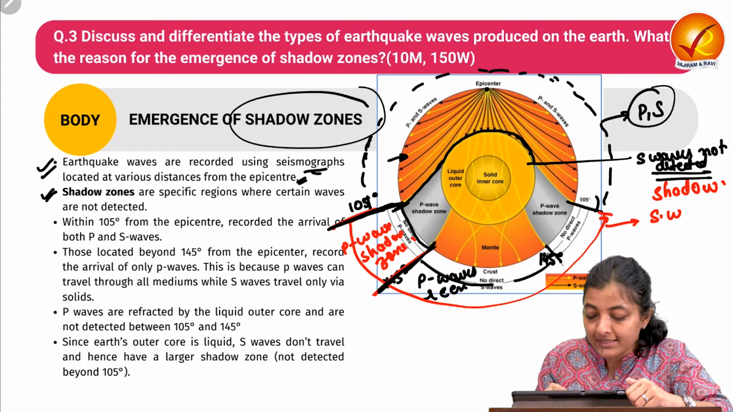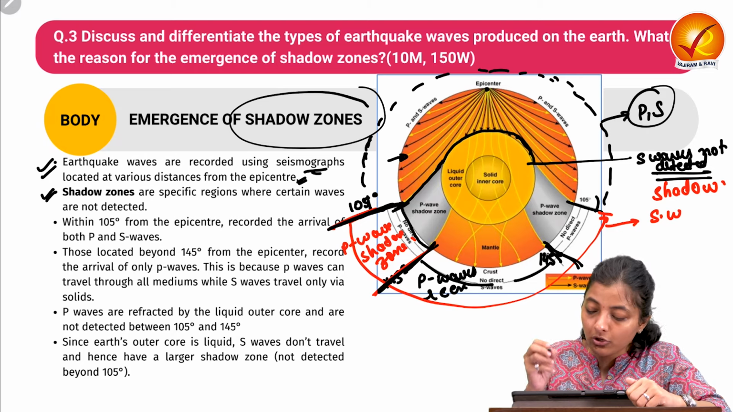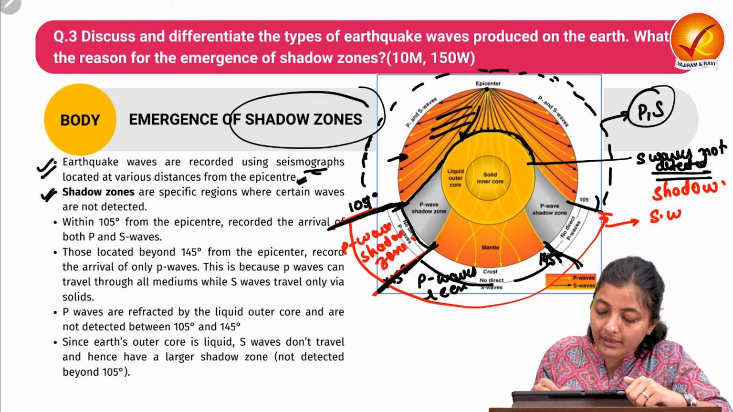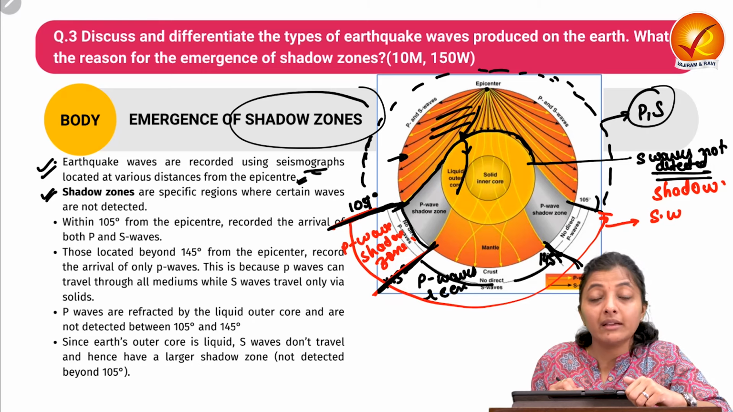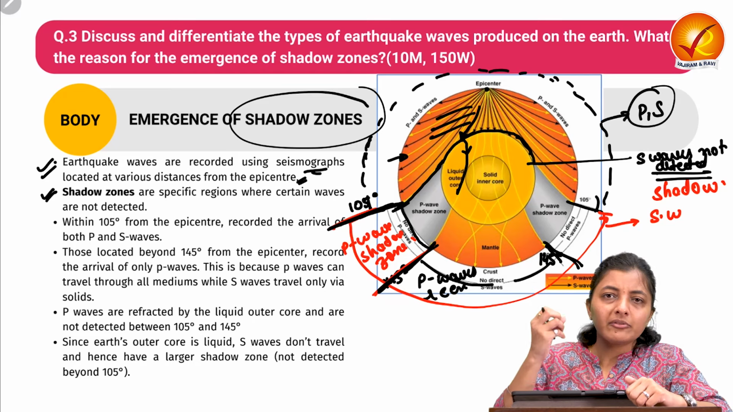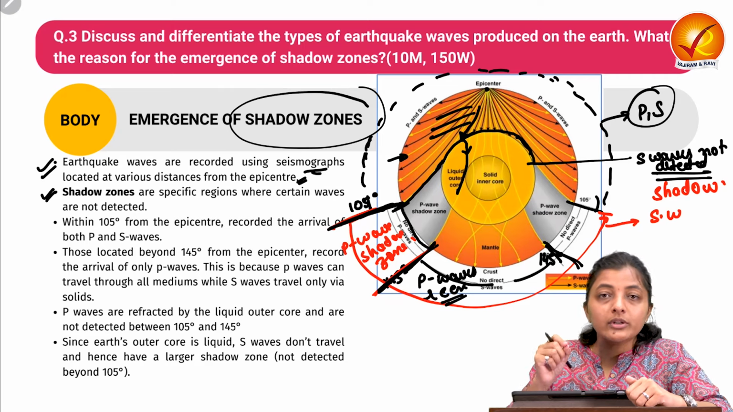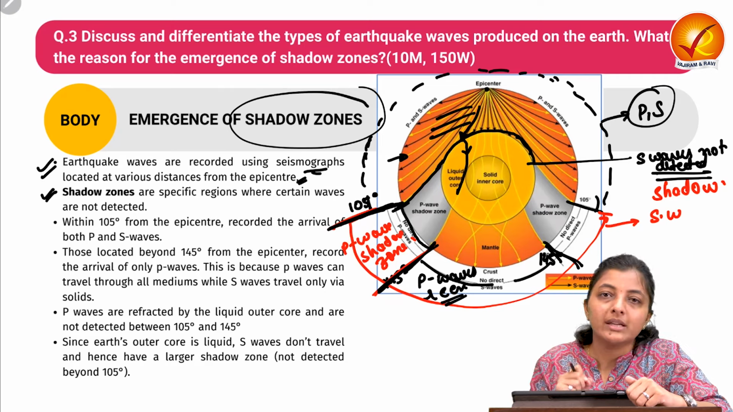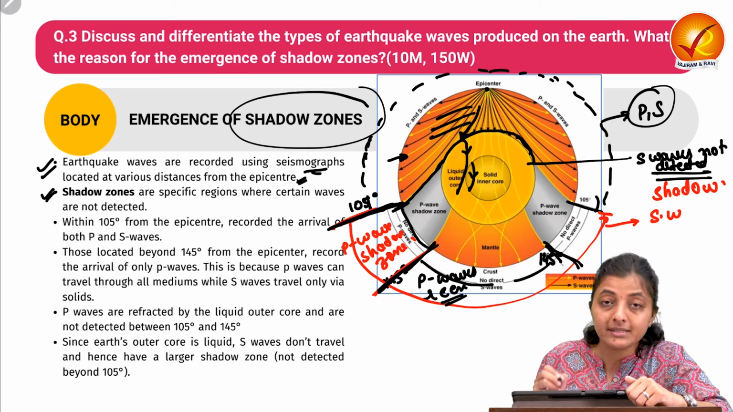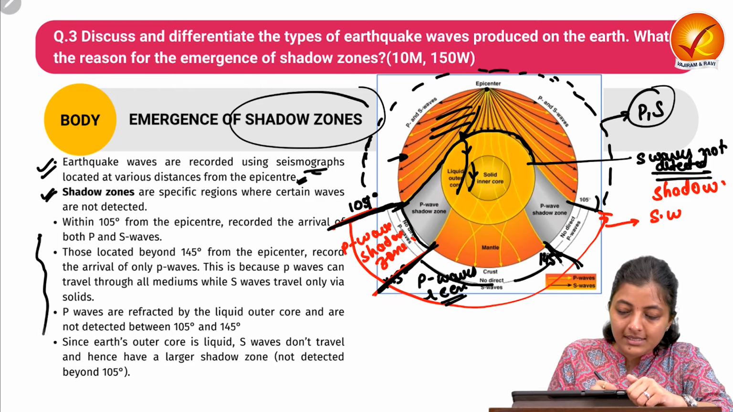Then after the analysis, why have P waves re-emerged after 145 degrees? Because the P waves are refracted from this particular area to this area. They have refracted inside. And after analysis of the different wavelengths and velocities of the P wave, they have deduced that the outer core of the earth is liquid in nature. And with various analyses, they have also deduced that the earth's interior, the inner core, is solid in nature. So this is the shadow zone.